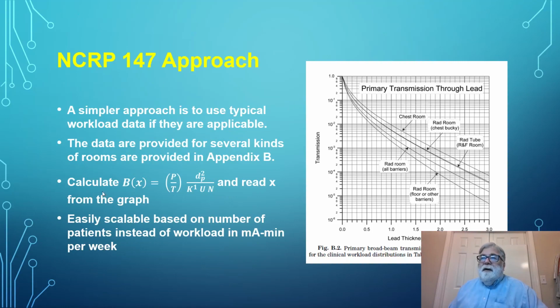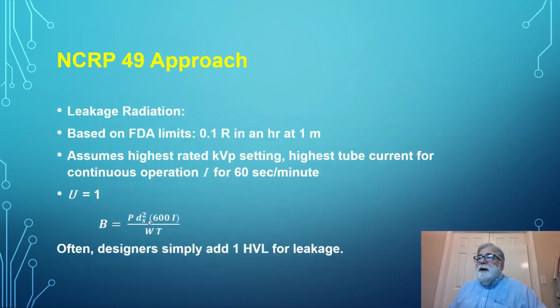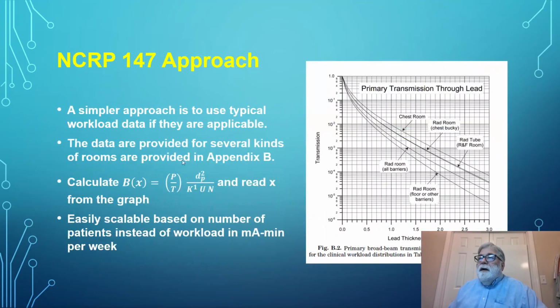So we calculate our B based on the things we know. It's the same formula I had here. Calculate the B. We go down here and say, I calculate I need a transmission of 10 to the minus 4. I go to 10 to the minus 4 and I move across and say, what kind of room is this? Oh, this is a room type 4. I need a little bit more than 2.5, 2.6 millimeters of lead. Okay, for example.